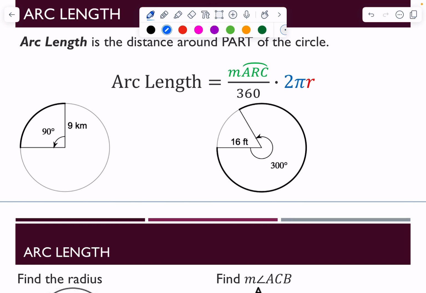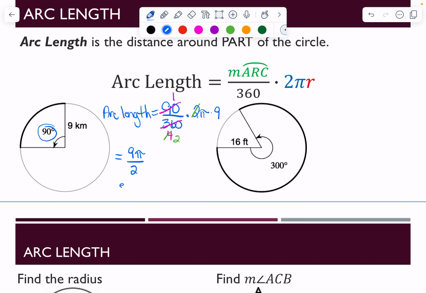So if we look here on this first one, I have the arc length is equal to 90 degrees divided by 360 multiplied by 2 pi times 9. Then we could do some simplifying just to make our life easy. 90 goes into 360 4 times. 2 goes into 4 twice. So now what we end up with is that is equal to 9 pi over 2.